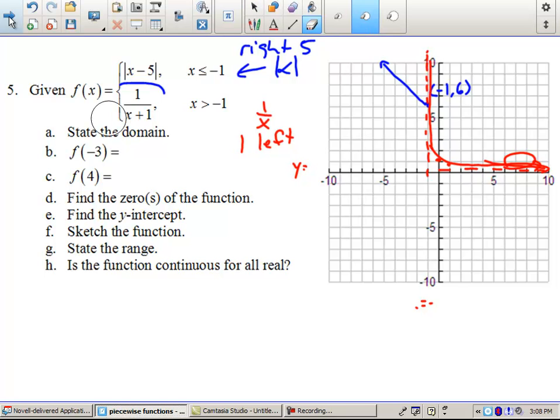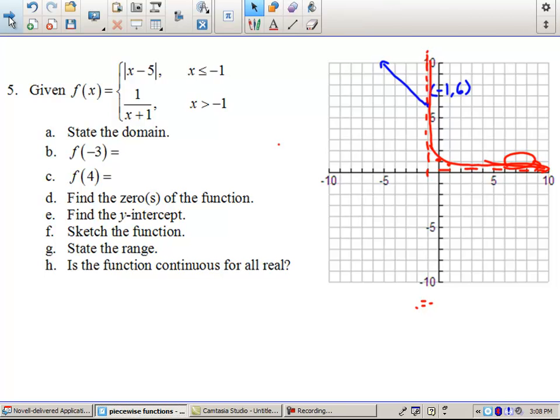What is f of negative 3? Notice I could have done this first and gone back the other way. And if I look for negative 3, well, that belongs to this formula, correct? And so negative 3 minus 5 is negative 8. The absolute value of negative 8 is 8. And so at negative 3, I should have 1, 2, 3, 4, 5, 6, 7, 8, right? Negative 3, 8 is a point on my graph.